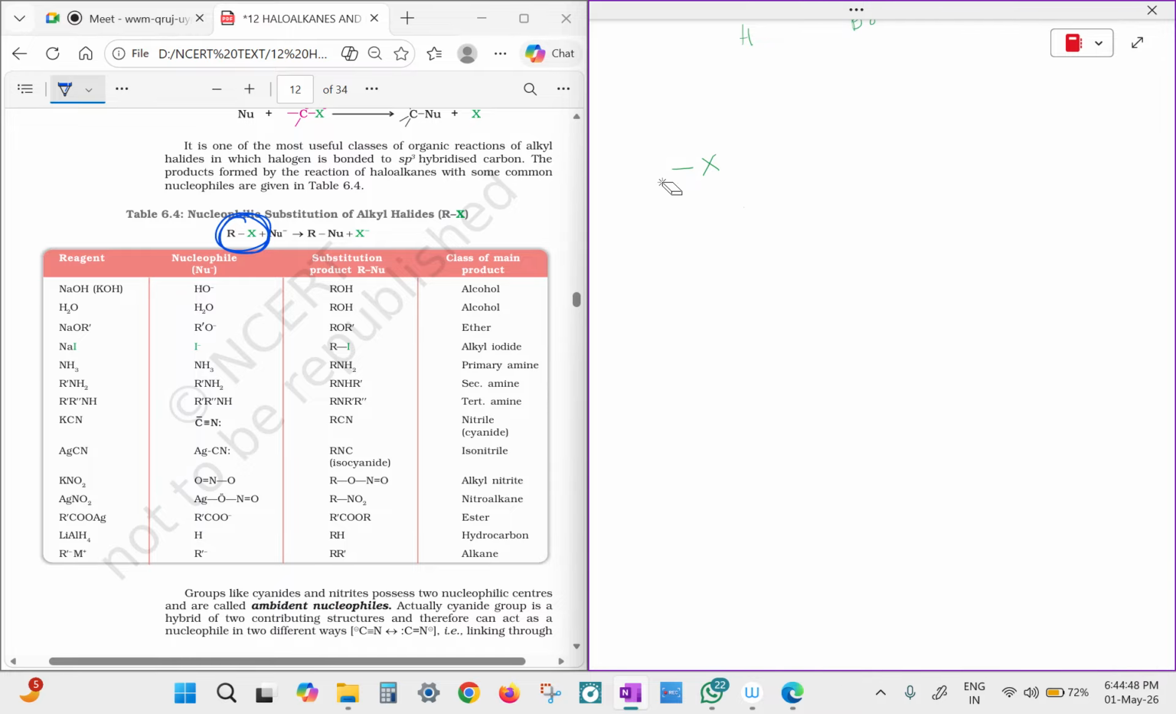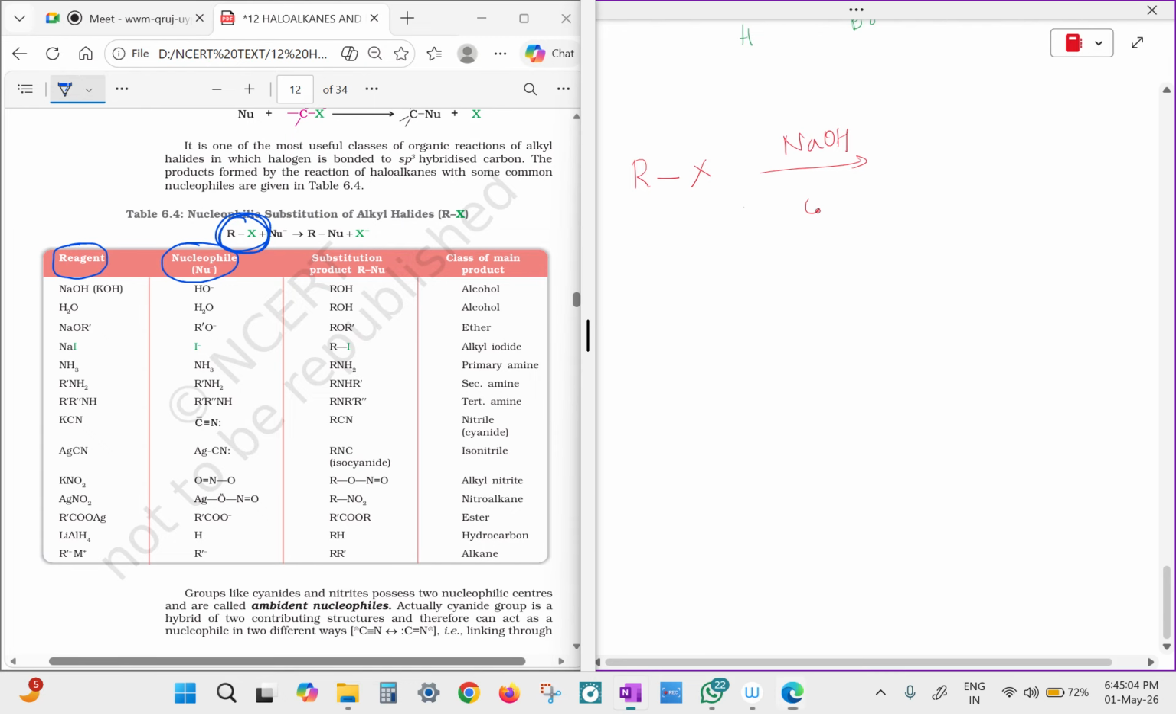Assume that you have taken an alkyl halide, so R single bond X. Now you are reacting it with a reagent. What is the reagent? You are providing NaOH. The NaOH provides you the nucleophile. What nucleophile? It is OH minus.